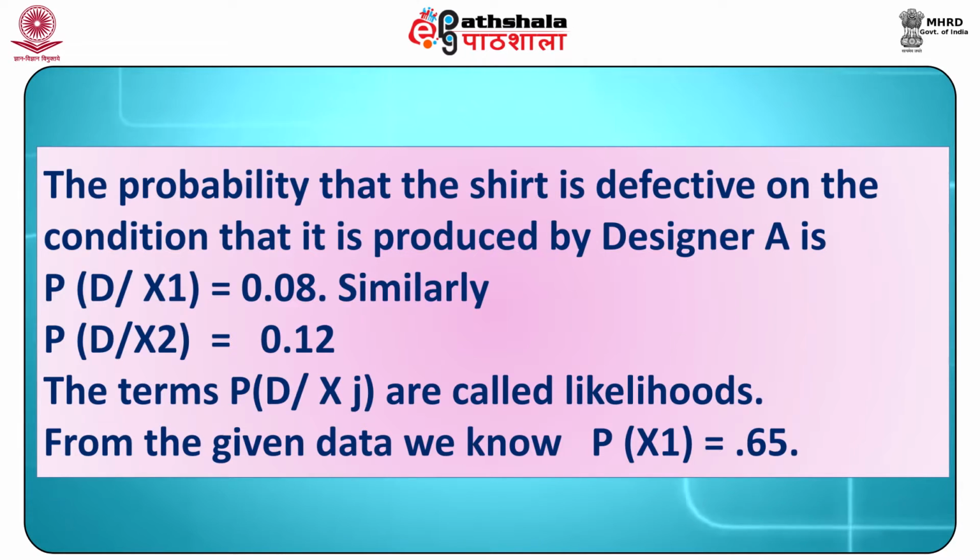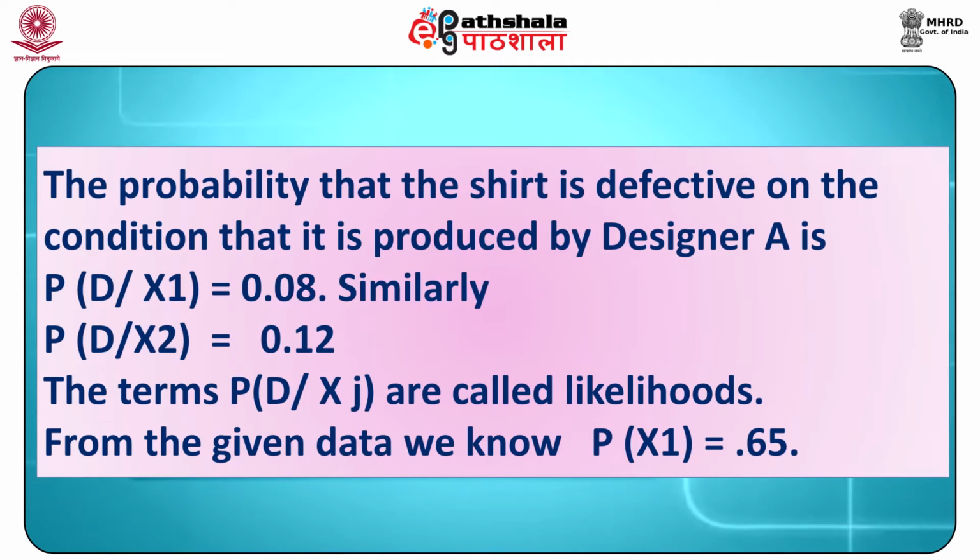As per the quality of shirts, the conditional probabilities show: 1. That the probability that the shirt is defective on the condition that it is produced by designer A is probability D divided by x1, which is 0.08. Similarly, the probability of D divided by x2 is 0.12. The terms probability D divided by xj are called likelihoods.